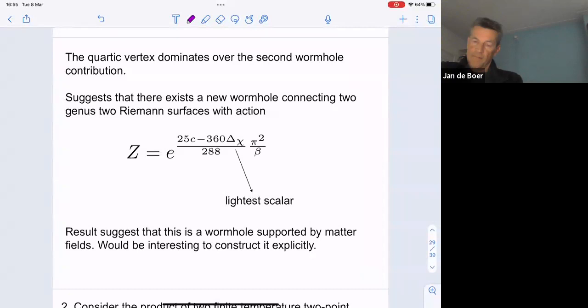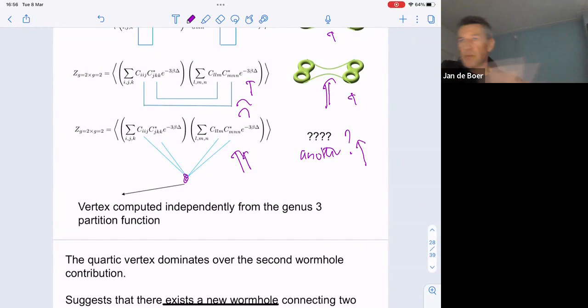That strongly suggests that this wormhole should be supported by some matter field, and in particular that it's supported by the lightest scalar in the theory. Otherwise, the partition function would not depend on the dimension of the lightest scalar. If it was a purely gravitational solution, this delta of chi would not appear in the partition function. So the proposal is that here there is a new wormhole. It's supported by the lightest scalar in the theory, but we have not been able to find it yet.